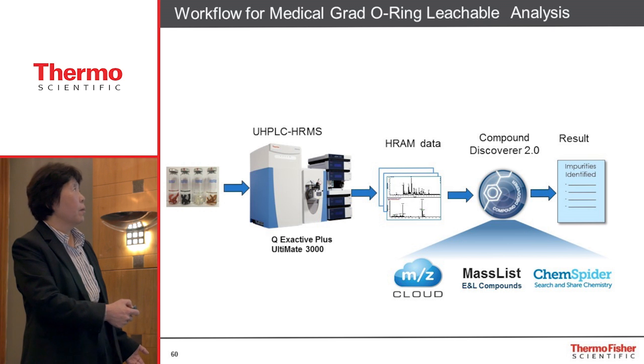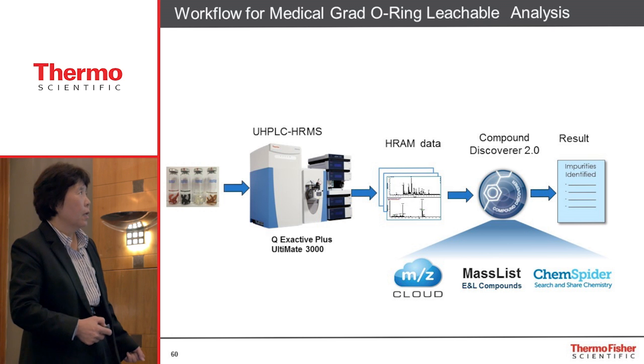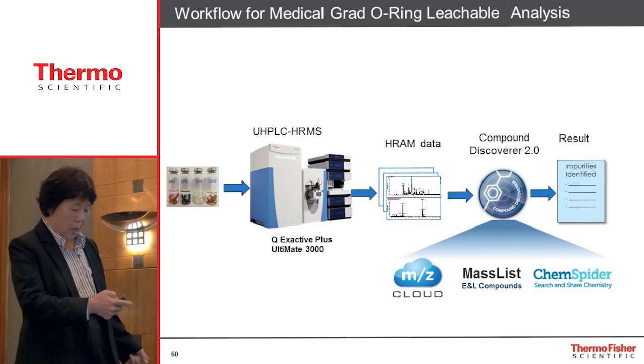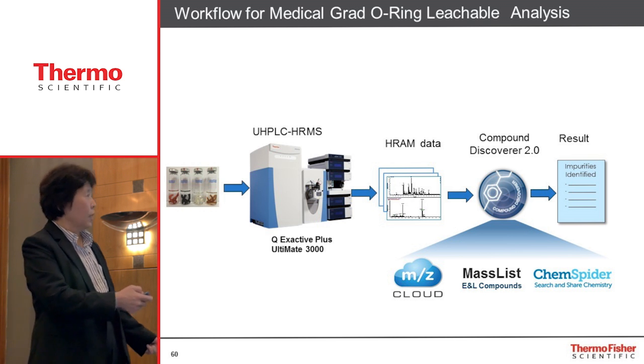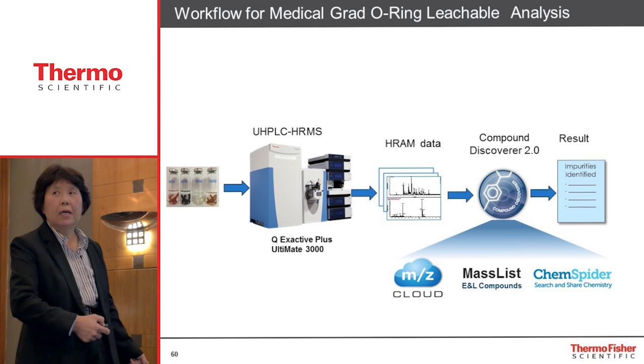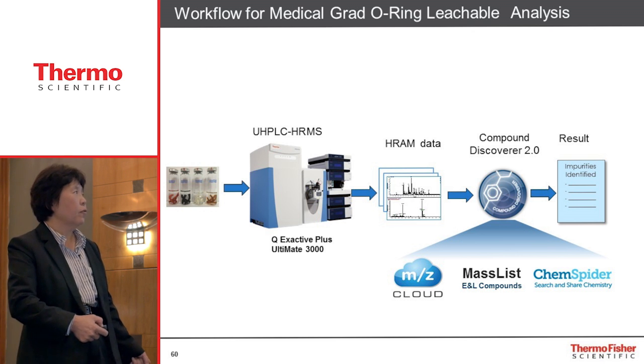I did the LCMS on the Q Exactive Plus, and it's very simple, right? We just shoot in and got a whole bunch of data. The important thing I want to say here is Compound Discoverer 2.0. Another thing I want to point out is that with Compound Discoverer 2.0, we can do unknown impurity analysis very easily because we have the mzCloud and we have this homemade, we simply call it the mass list, which is common NL compounds in our database, and also you can do a ChemSpider search.